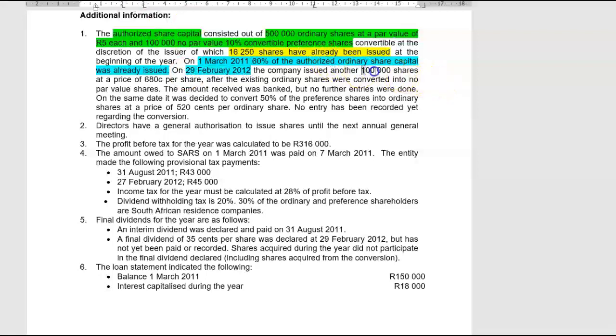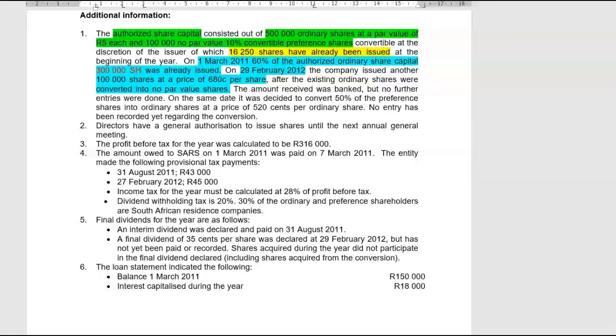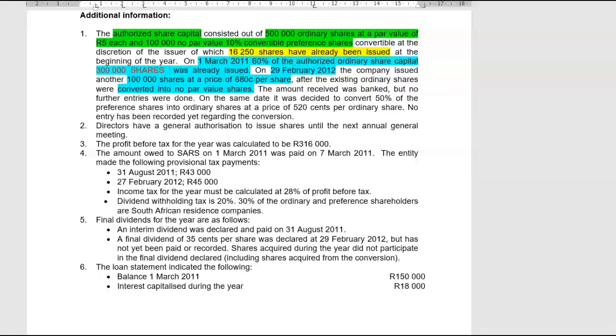The company issued another 100,000 shares at a price of 6.80 Rand per share, 680 cents per share, after the existing ordinary shares were converted into no par value shares. So right at year end, what happened? They said at the beginning of the year, 60% of that 500,000 shares were issued. So let's write it down here for us. 60% of 500,000 equals 300,000 shares. At what price, guys? At 5 Rand per share.